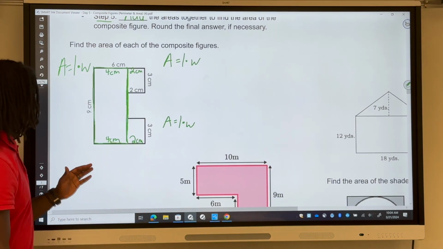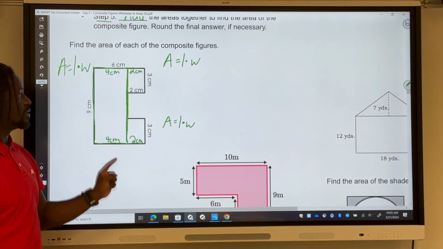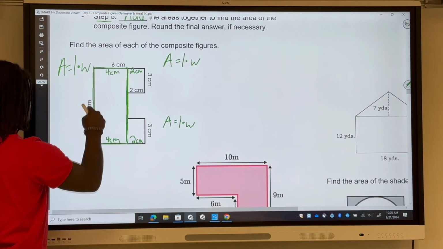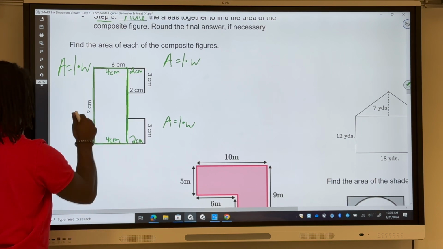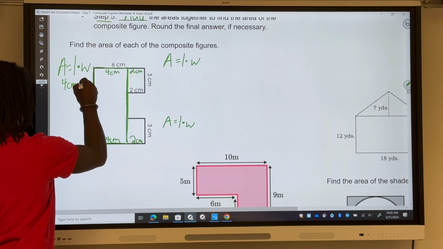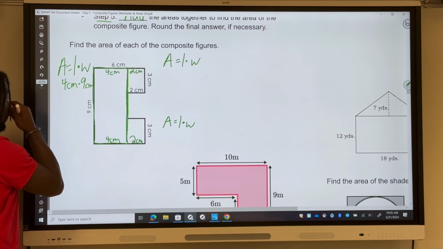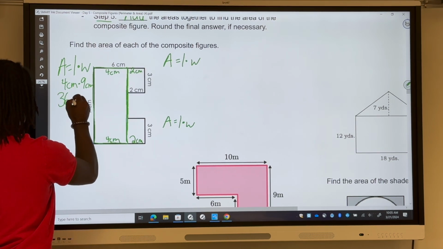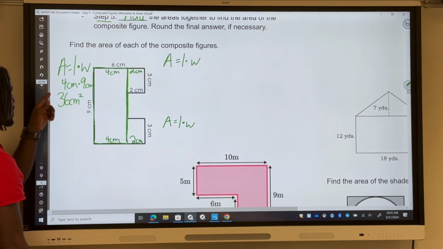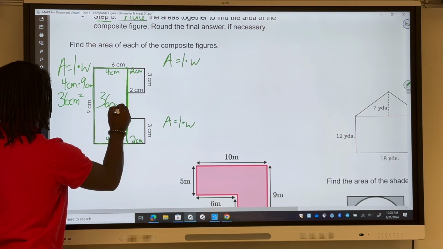Once I have all of my measurements, now I go to step 4, which is to just plug the measurements into the formula. So for this big rectangle, I'm going to do length times width. Well, my length is 4 centimeters, and my width is 9 centimeters. So 9 times 4, and that's going to give me 36 centimeters squared. Okay, and so I have 36 is the area of this rectangle. So this is 36 centimeters squared.